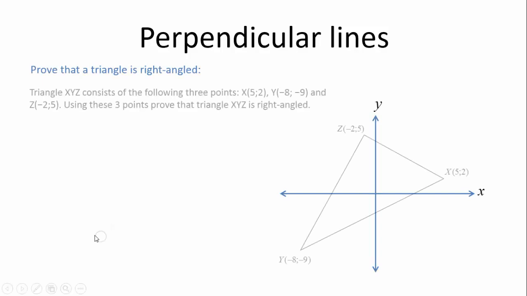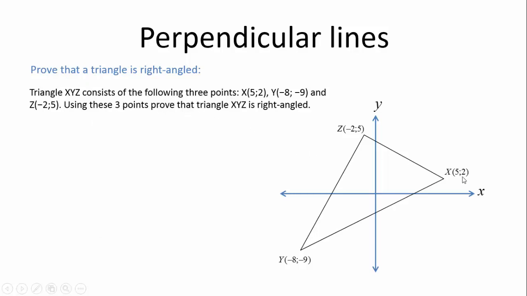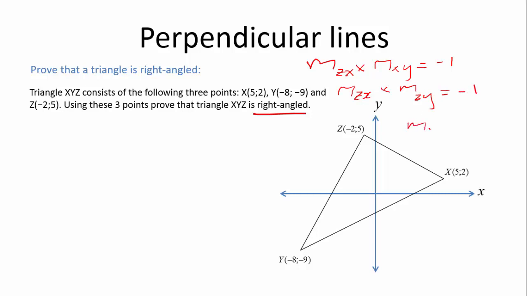Okay, let's prove that a triangle is right angled. This is our last example for perpendicular lines. We have the triangle XYZ, which consists of the following three points. We're given the coordinates of the points. Using the three points, prove that triangle XYZ is right angled. How do we prove something is right angled? What do we have to do? We have to find that m of ZX times m of XY is equal to negative 1. But this could be true for m of ZX times m of ZY, or it could be m of XY multiplied by m of ZY is equal to negative 1. So there's quite a few possibilities.